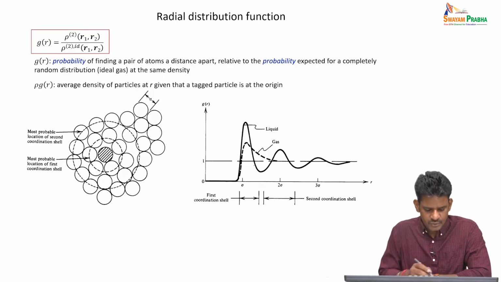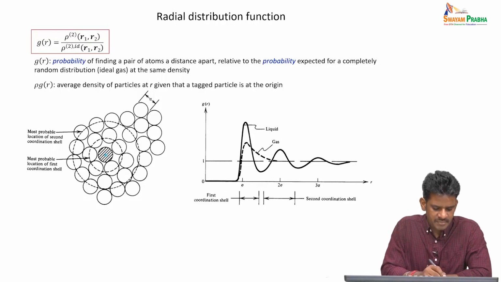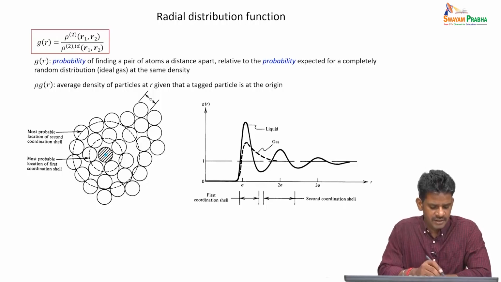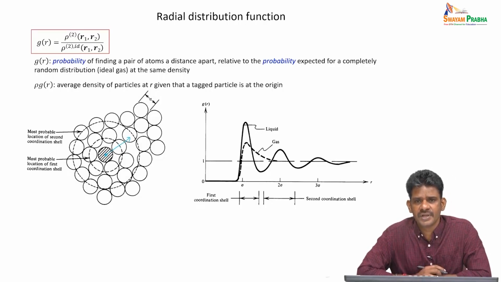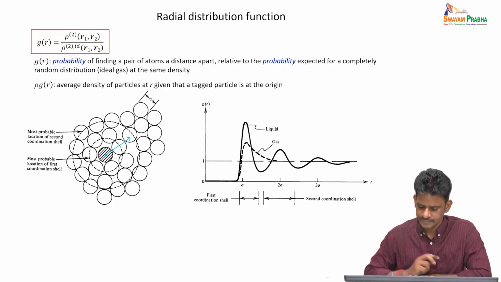The radial distribution function is nothing but taking a target particle, going radially outward, and asking what the probability is of finding a neighbor up to a distance r, relative to the probability of an ideal case.